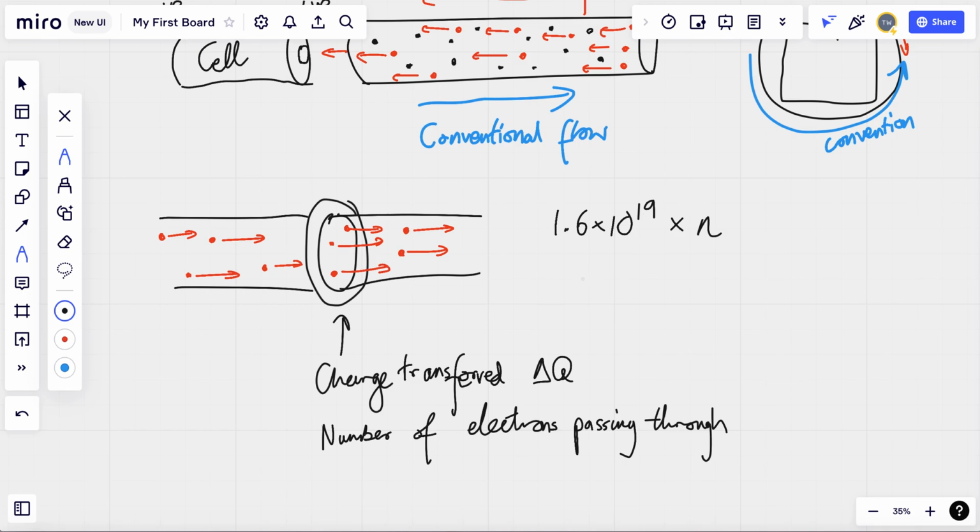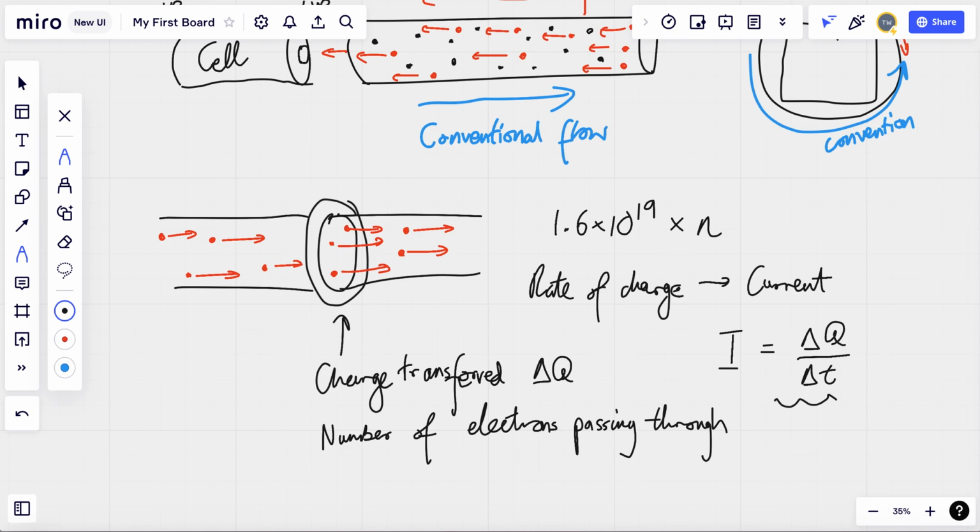Now that's not particularly useful, how much charge has actually flowed, so we're more interested in the rate of that. The rate of charge passing through a point we call the current. The current is defined as I, and you know this already, the change in charge over the change in time. Essentially, it means how many electrons are flowing through per second.